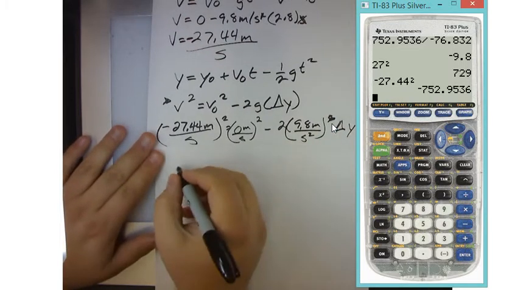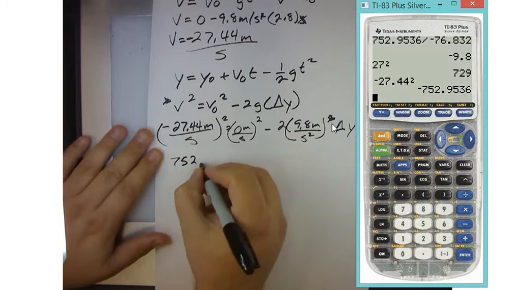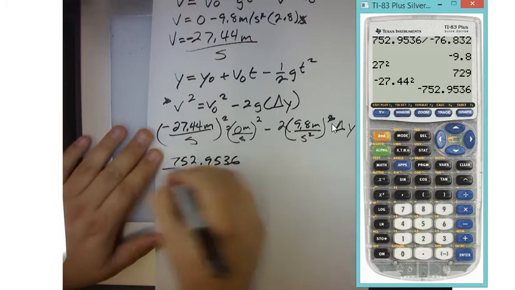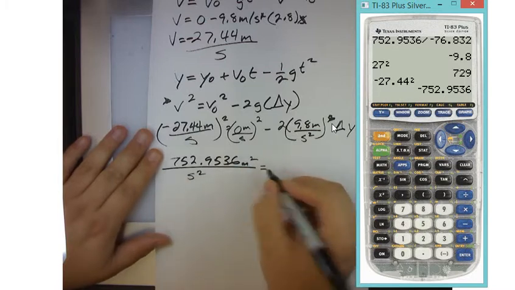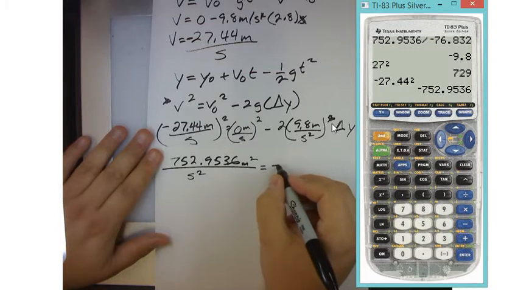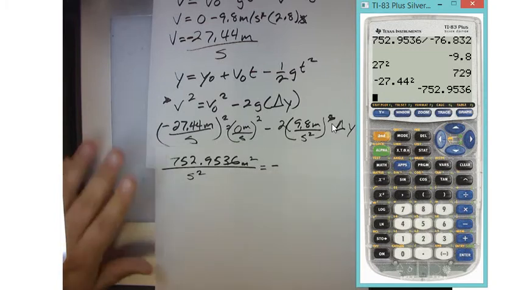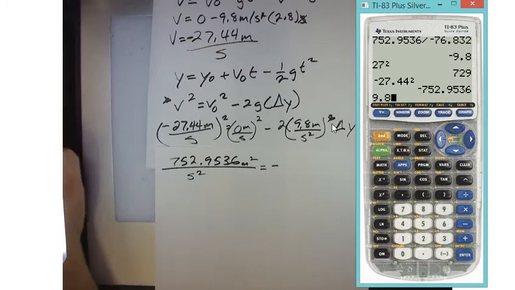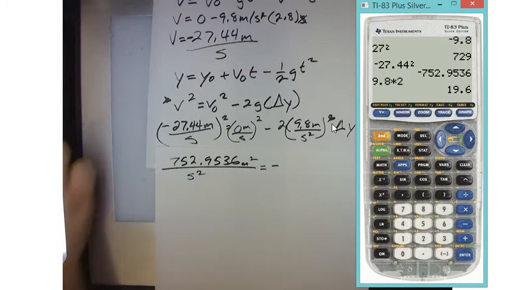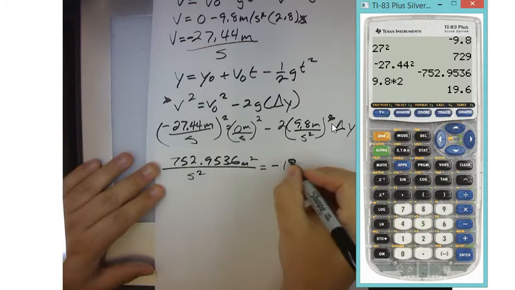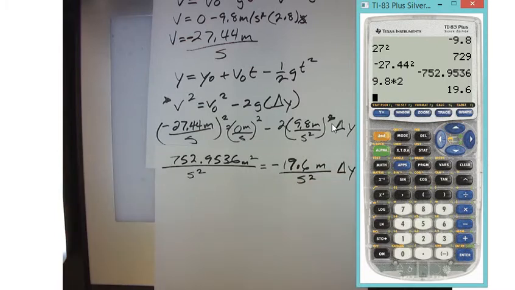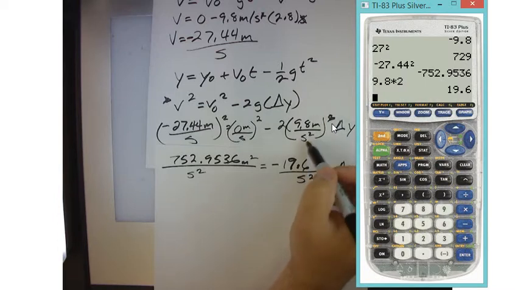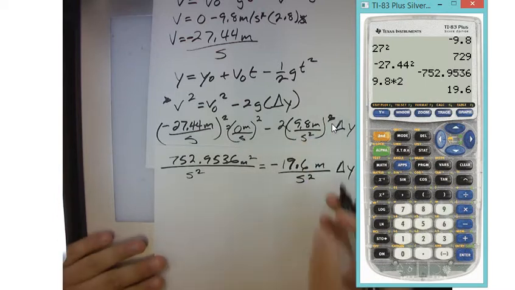So what I really have is 752.9536 meters squared over seconds squared, and that is equal to negative 2 times 9.8. So if I say 9.8 times 2, it's really negative 19.6 meters per second squared times delta y. See, when I squared that, I accidentally squared the units, and that's why I didn't get meters. But now watch what happens.